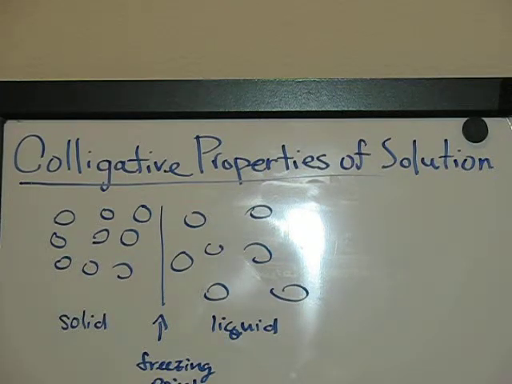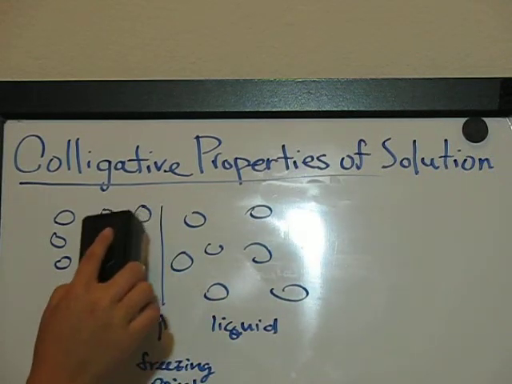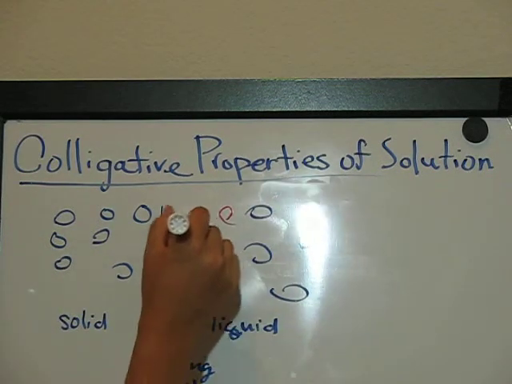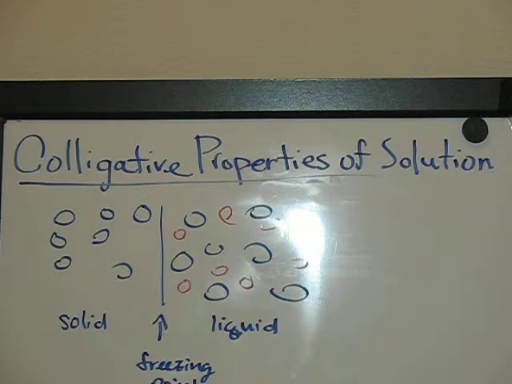Freezing point is the temperature at which the solid and liquid are at equilibrium. Adding a non-volatile solute decreases the rate of freezing, but doesn't disrupt the rate of melting.